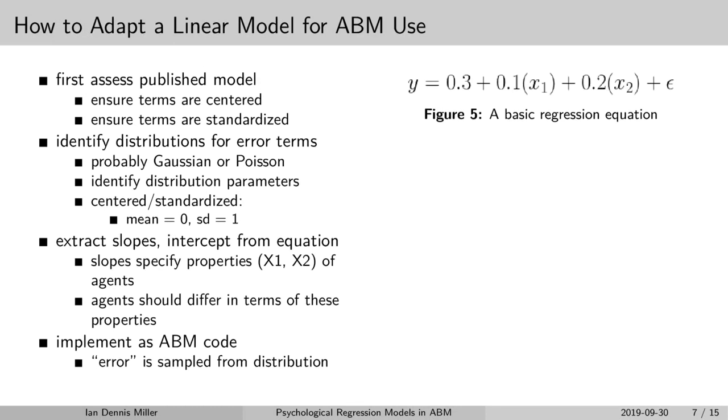The general method for adapting a linear model for use in an agent-based model is to first assess the model to make sure that it even has the right characteristics.